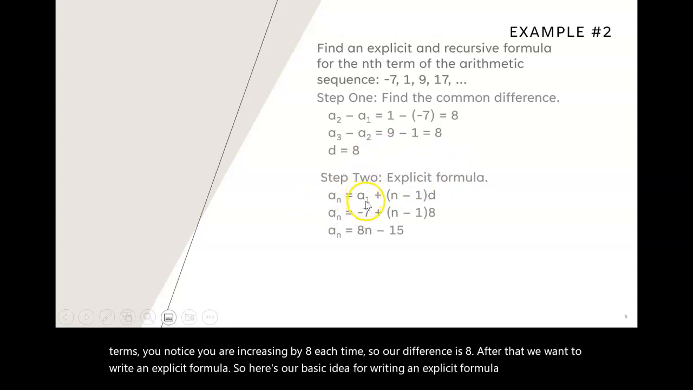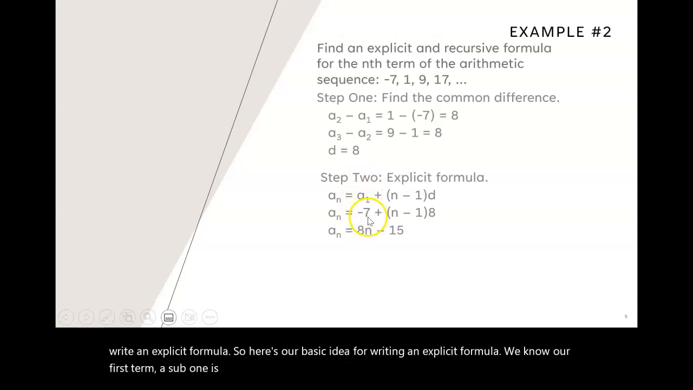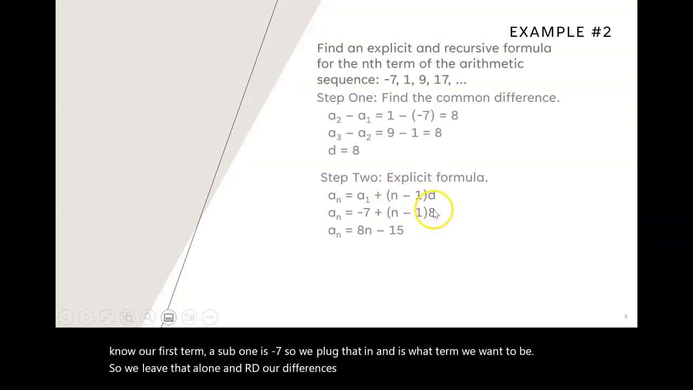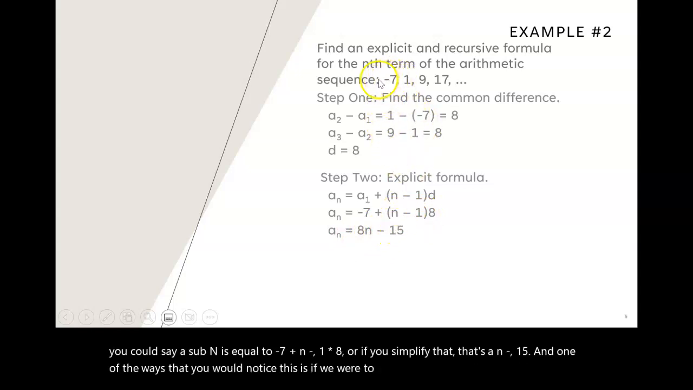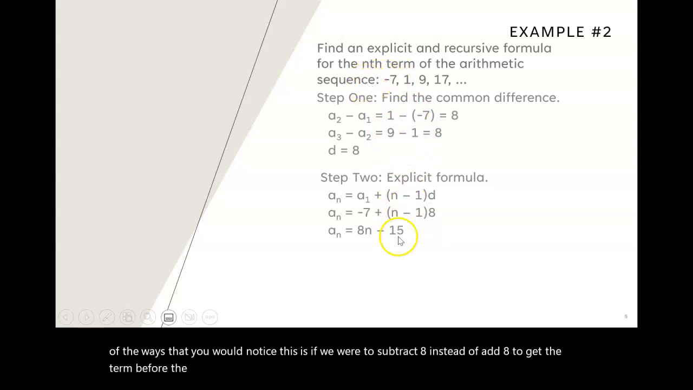We know our first term, a sub 1, is negative 7, so we plug that in. n is what term we want to be on, so we leave that alone. And our d, our difference, is equal to 8. So 2 ways you could write this. You could say a sub n is equal to negative 7 plus n minus 1 times 8. Or if you simplify that, that's 8n minus 15. And one of the ways that you would notice this is if we were to subtract 8 instead of add 8 to get the term before the negative 7, we would get negative 15. So that's like our y-intercept there.